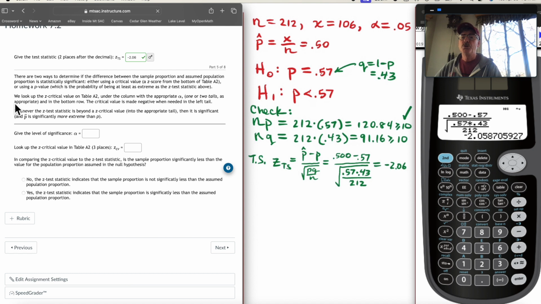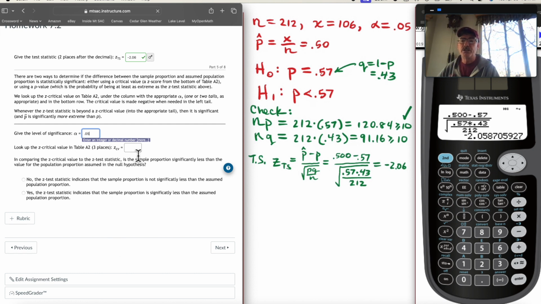Okay, so we can look up the critical value on table A2 under the column with the appropriate alpha, 1 or 2 tails as appropriate in the bottom row. So the critical value is made negative if it's a left tail test, okay? And whenever the test statistic is beyond the critical value into the appropriate tail, then it is statistically significant. And so let's go ahead, put in our level of significance here. It was 0.05.